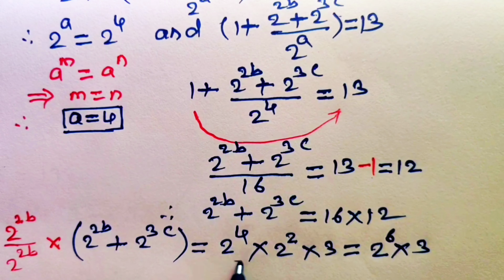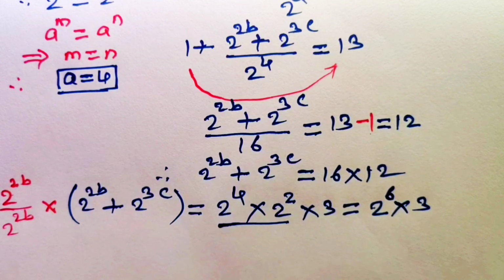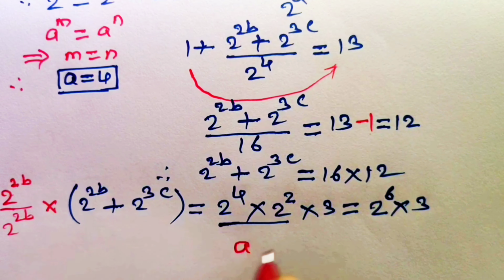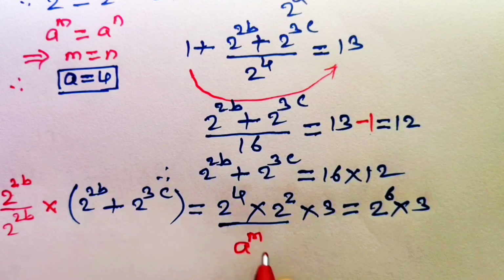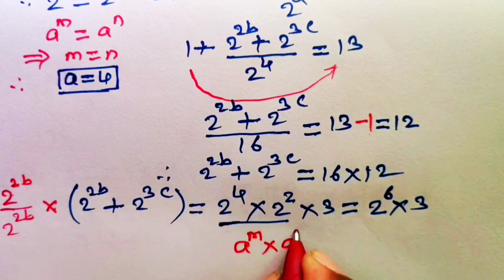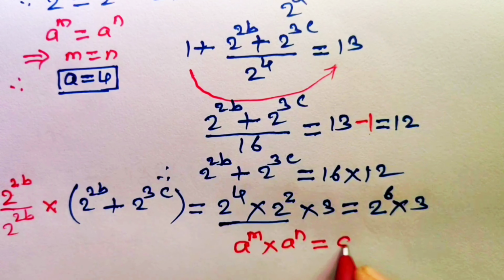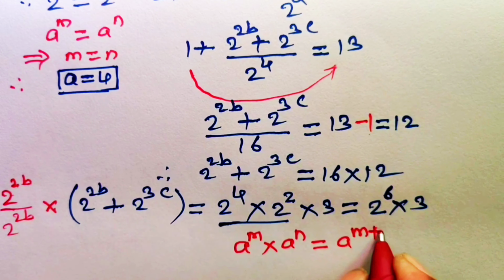Since here we are applying this law of indices, a to the power m into a to the power n is equal to a to the power m plus n.